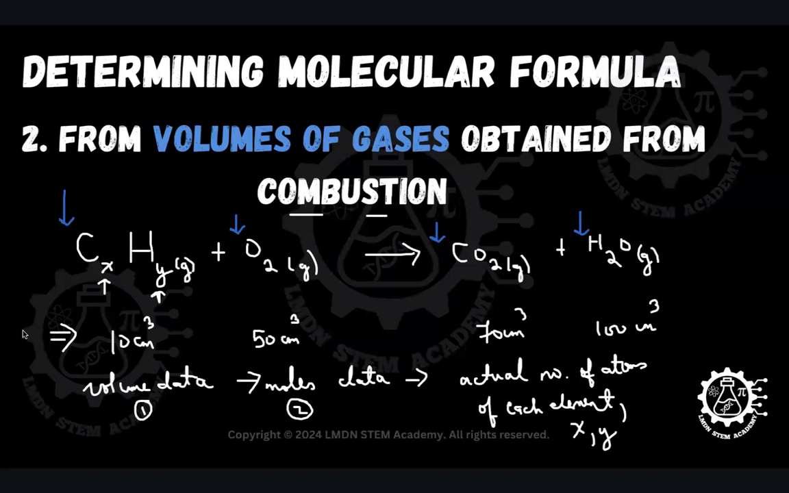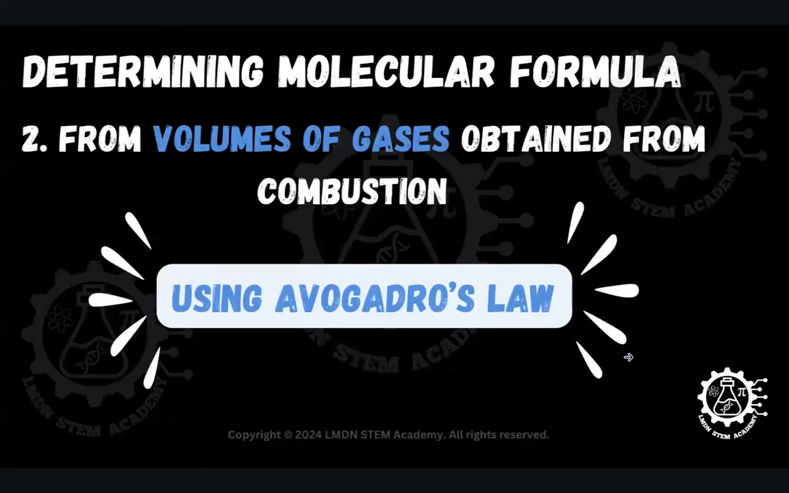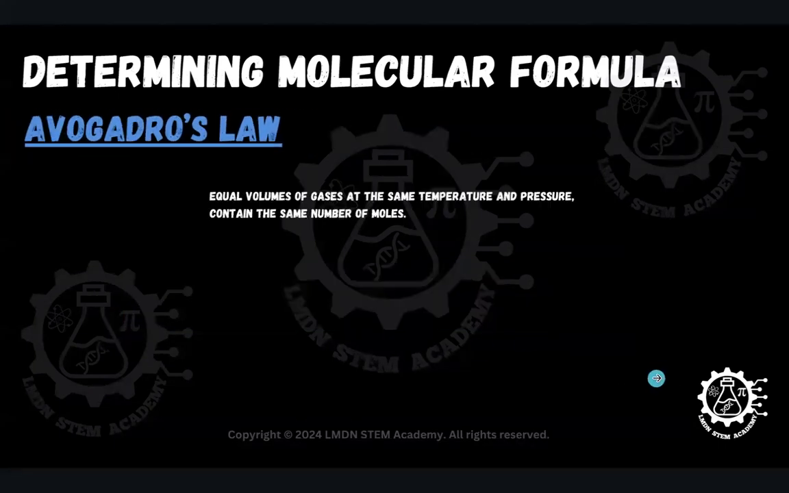Well, this is what we're going to do. We are going to use Avogadro's law to make that transition. That's how we do that. And so now we have to have a discussion about Avogadro's law. Let's have a little recap on Avogadro's law and think about how you might use that to go from volume data to moles data, and then from there we can figure out the rest. So let's talk about Avogadro's law a bit right now.